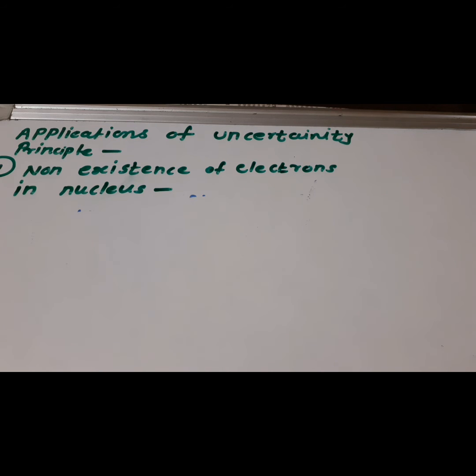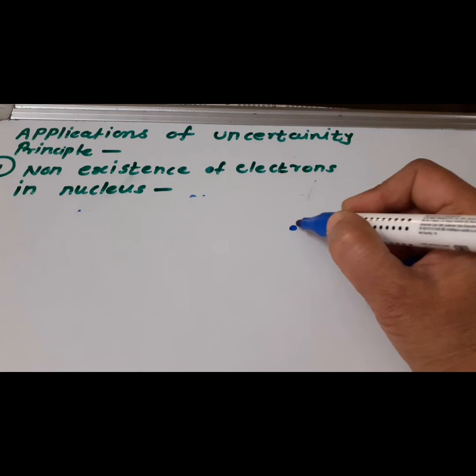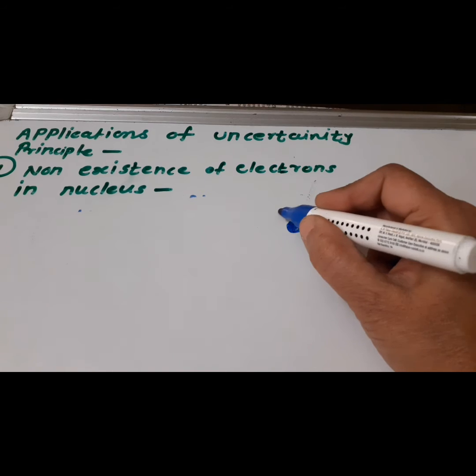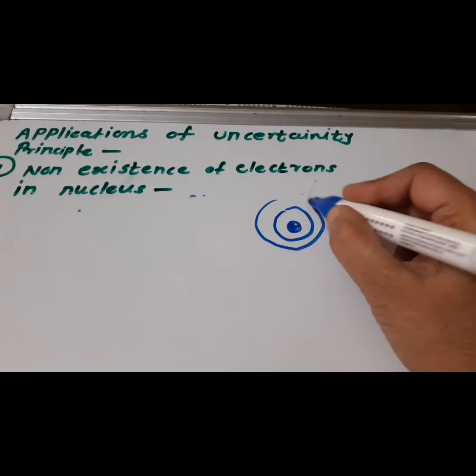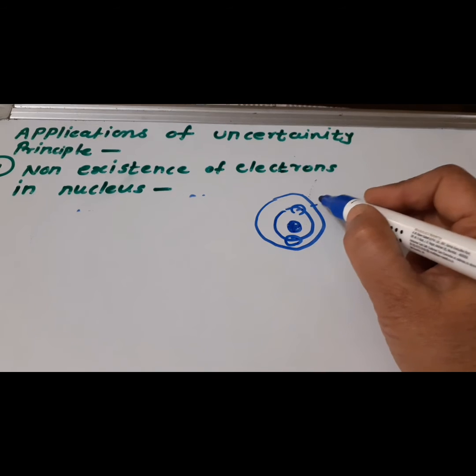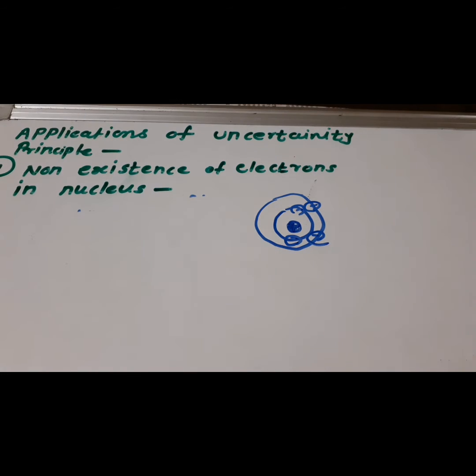Already we know that here is the nucleus, the positive nucleus, and there are orbits, and in these orbits the electrons are located. Now, whenever a particle is to exist within the nucleus, the uncertainty in its position in the nucleus should not exceed the radius of the nucleus.